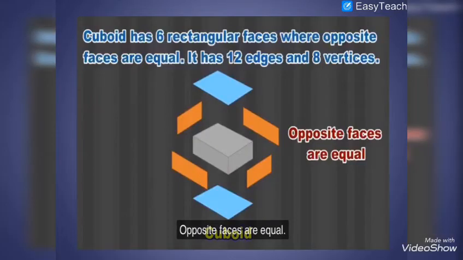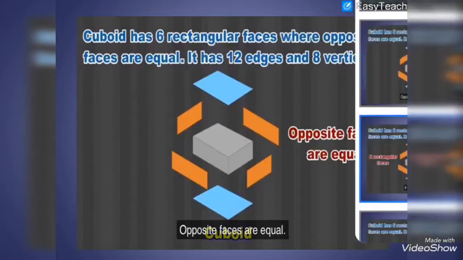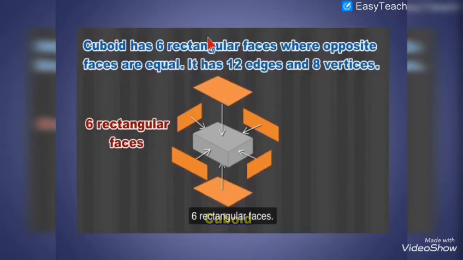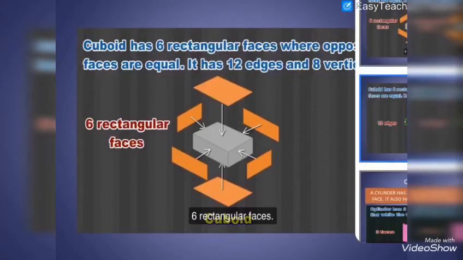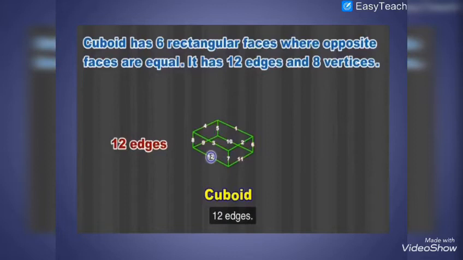Now, how are the faces equal? See here, it has 6 rectangular faces where opposite faces are equal. So in the case of a cube, all sides are equal. In the case of a cuboid, opposite faces are equal. A cuboid has 6 rectangular faces where opposite faces are equal. It has 12 edges and 8 vertices. You can count the 6 rectangular faces here, and the 12 edges and 8 vertices.